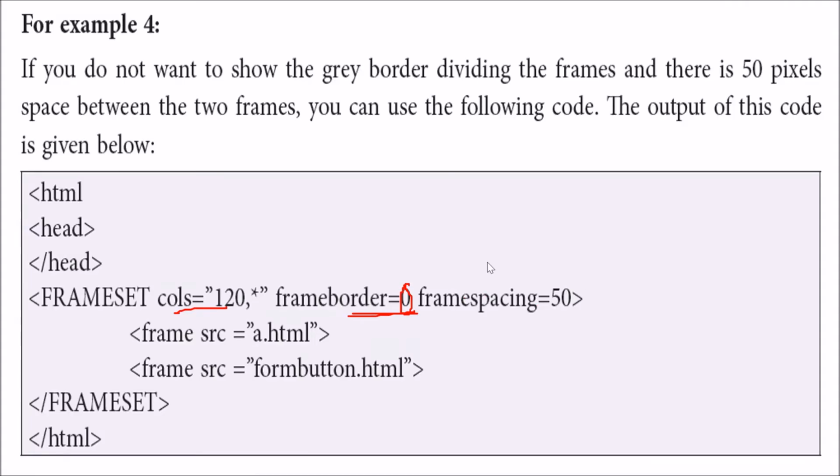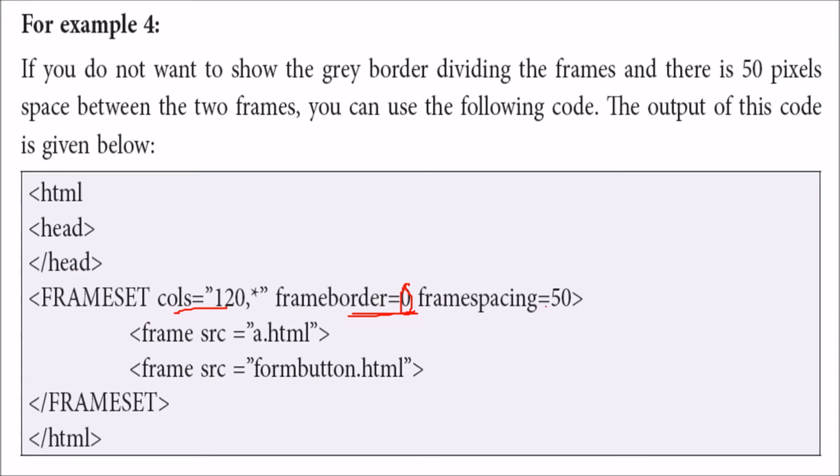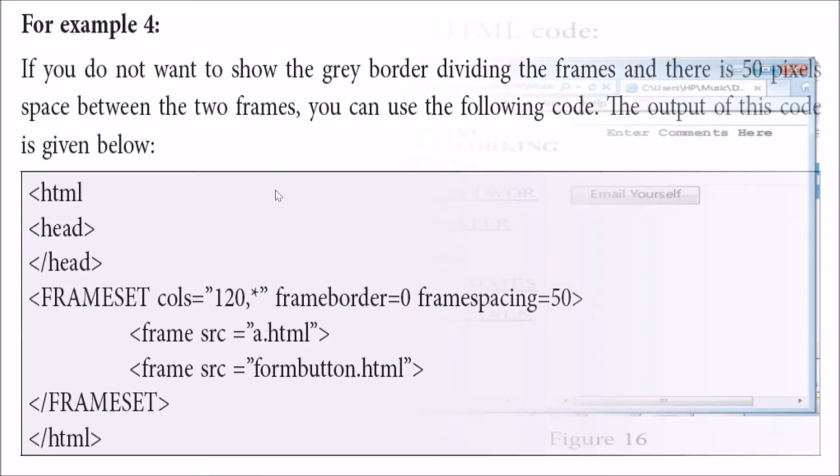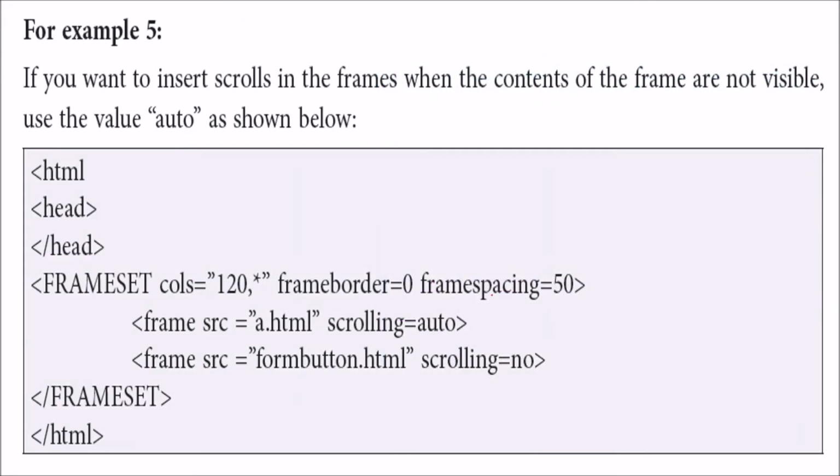If there is no border there, you have to give some spacing between these two. So this frame spacing is given like this. And of course, you have 2 frames inside the frame set. This is how it is shown. There will be no line here. There will be no frame border, and there will be at least 50 pixels of spacing between these 2 different frames. We'll show it just now, because we have to see about the scrolling also, because we have not made a.html and form button.html, whatever is given in your book.